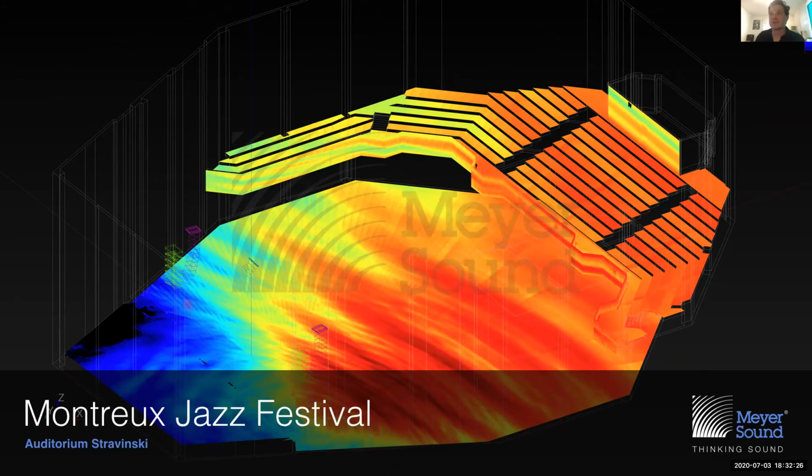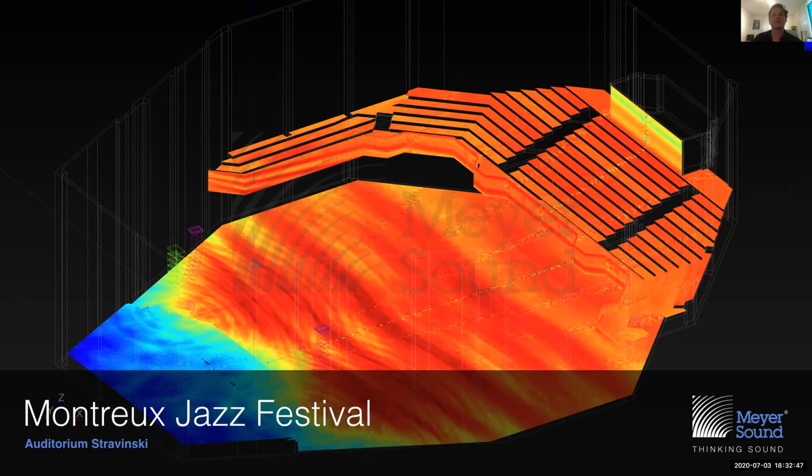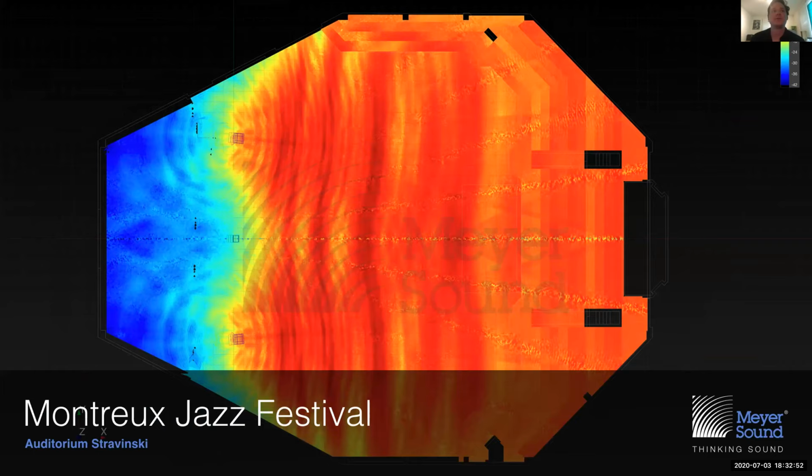But in this case, we can be super precise because we move the array into the exact position we want to have, trying to avoid all these reflections, but hitting the last row super precisely. And then on the floor, we can manage it a little bit differently. This is the left and right together. Seen from above, you can see the shape of the room. And if you look at the arrays, the arrays are toed in 5 degrees.